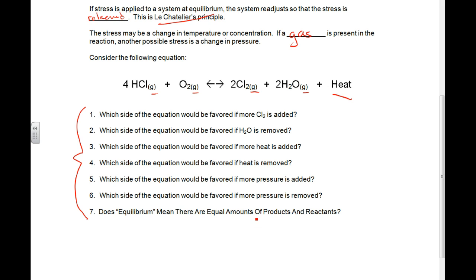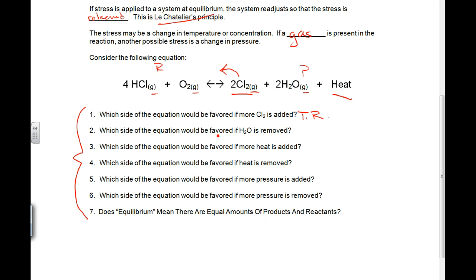All right, let's look at these together. All right, if you got all these correct, you are great. You can do my test. So number one, which side of the equation would be favored if more Cl2 is added? There's the Cl2. Add, I go away. These are reactants. These are products, so I go towards reactants.